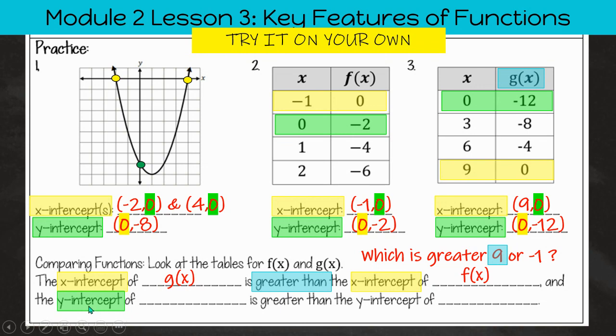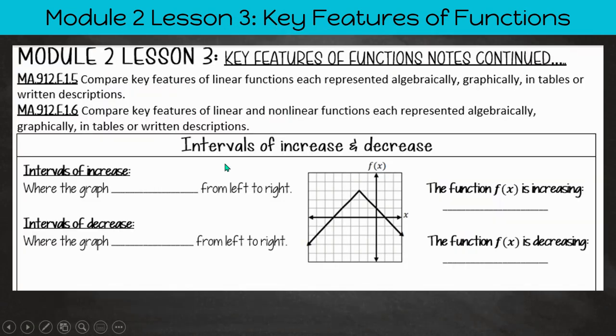Now looking at our y-intercepts, our y-intercept here is -2, and our y-intercept here is -12. So which is greater, -12 or -2? Well, -2 is greater than -12. It has a greater value. So that's our f of x function. So the y-intercept of f of x is greater than the y-intercept of g of x. So that's how we can compare two functions. Sometimes they'll give you a graph and a table, sometimes they'll give you two tables. You just never know. All right, so let's move on to intervals of increase and decrease.